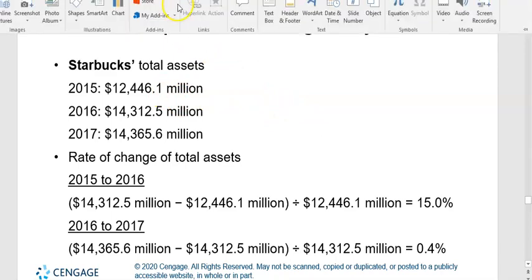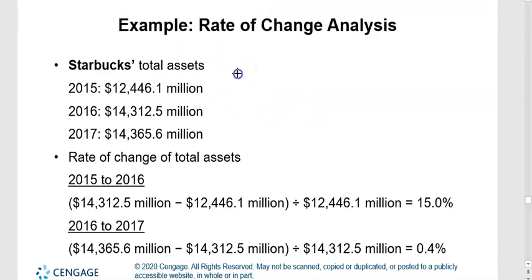Okay? So it's current year minus the previous year, divided by the previous year.